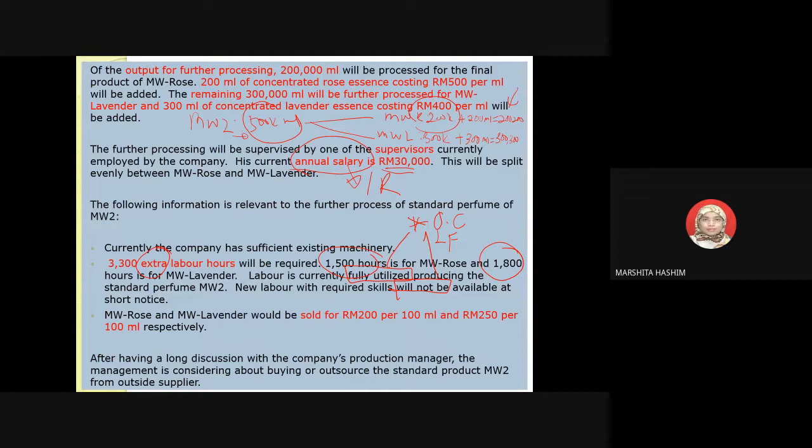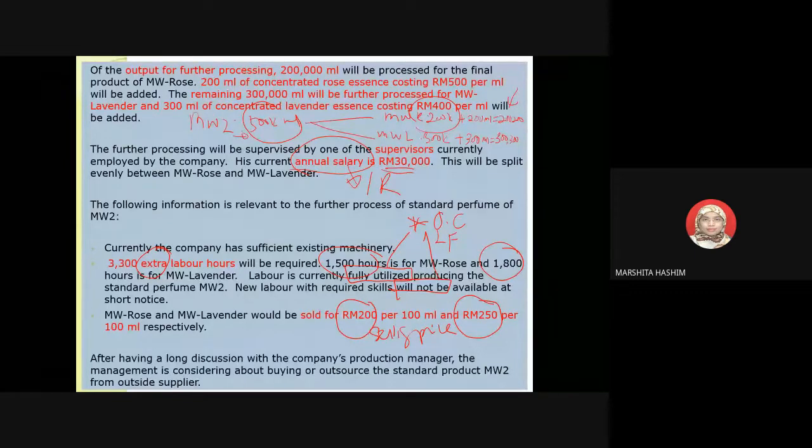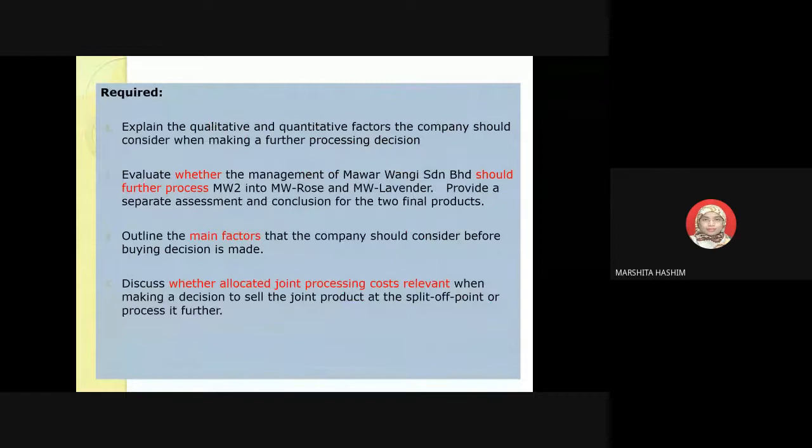Okay, next, MW Rose and Lavender would be sold for 200 ringgit per 100 ml and 250 ringgit per 100 ml respectively. This is what? This is your selling price for new product. Okay, MW Rose RM200, MW Lavender RM250 for 100 ml. After having long discussion with the company's production manager, management is considering about buying or outsource standard product MW2 from other supplier. Okay, requirements, you have 4 requirements.